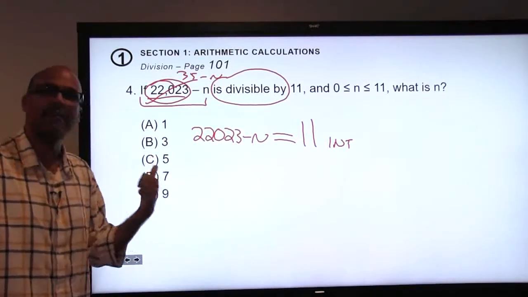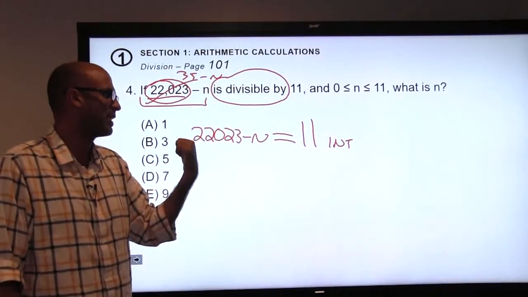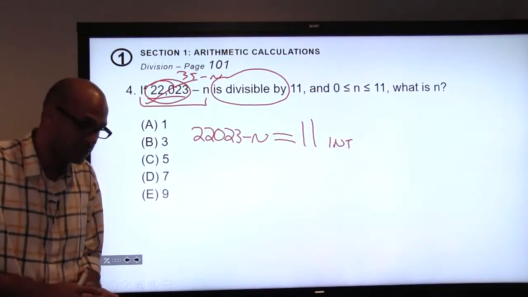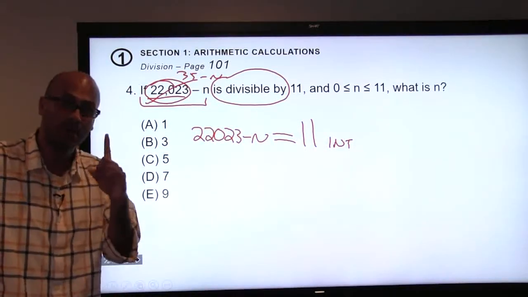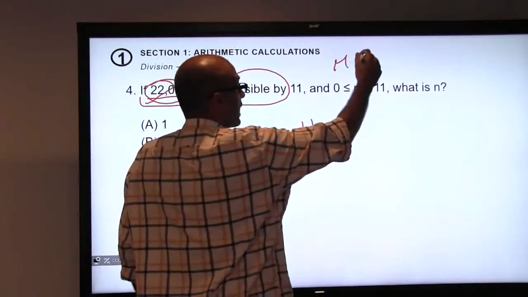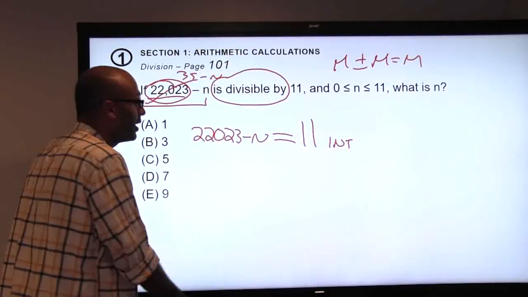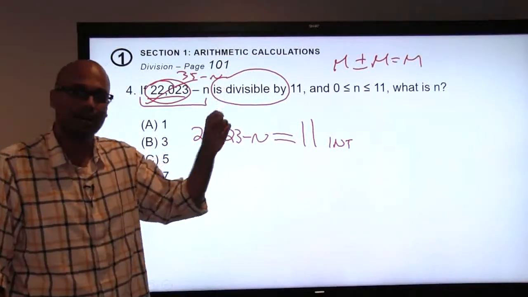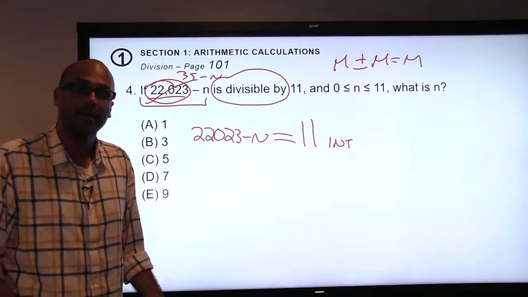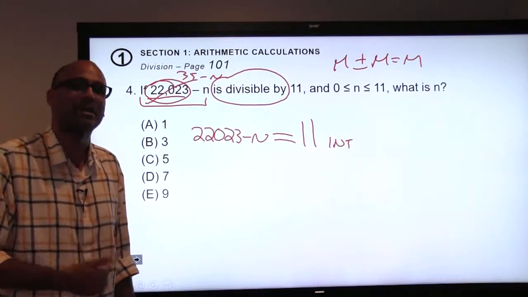Now, on the left-hand side here, I know that I've got a multiple of 11 because the right-hand side's a multiple of 11. I want to make sure you understand what I will argue is the single most important formula not in your skill builder, though all the information you need is in your skill builder for it. It's simple: m plus or minus m equals m. What do those m's represent? Multiples plus or minus multiples equal multiples.